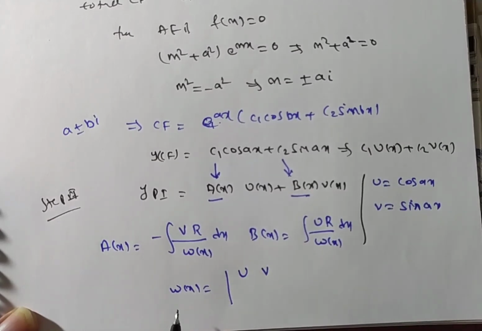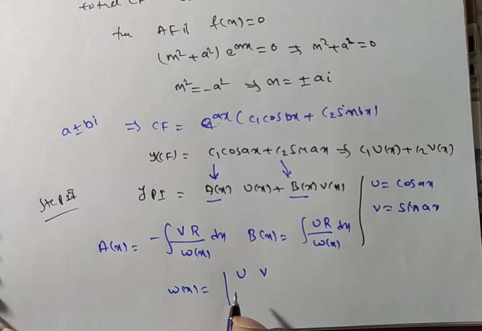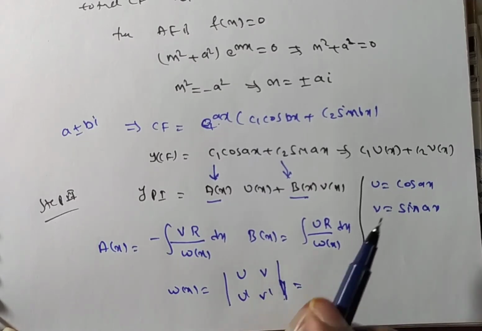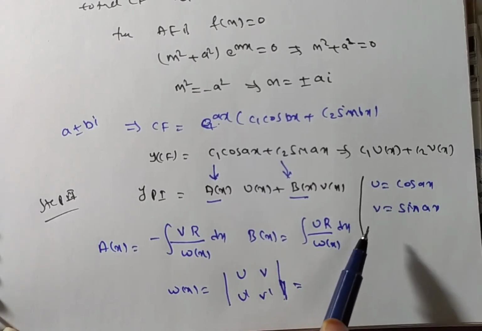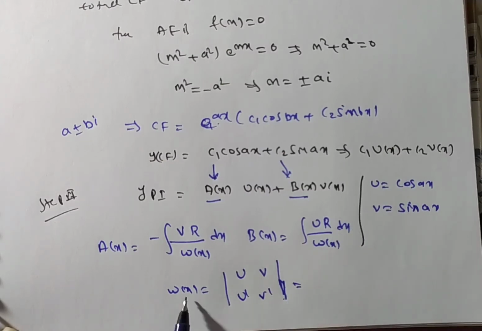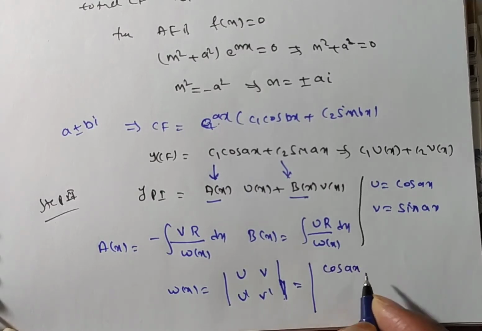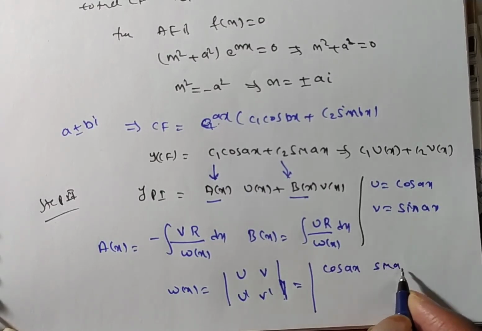W of x is called the Wronskian. Okay, that is the determinant u v, u dash v dash. This is the Wronskian for the two variables, right? Whenever u comma v both are linearly independent solutions, the Wronskian you will get is non-zero only. You see, now we are solving. u is nothing but cos ax and v is nothing but sin ax.